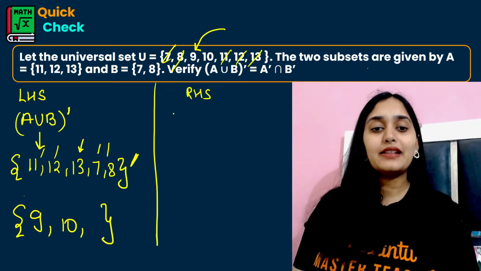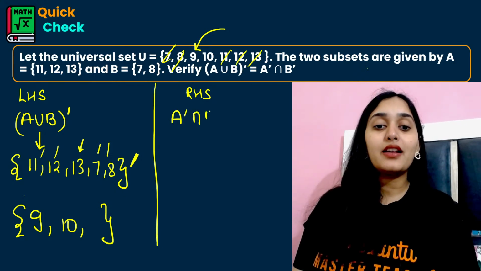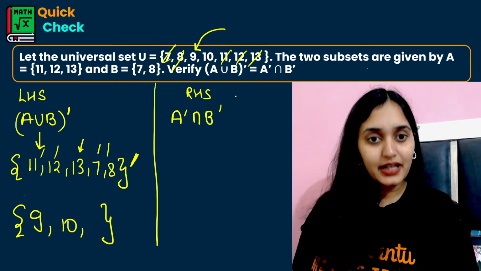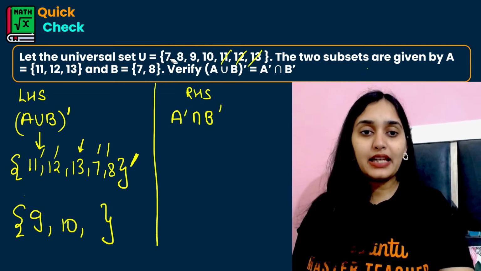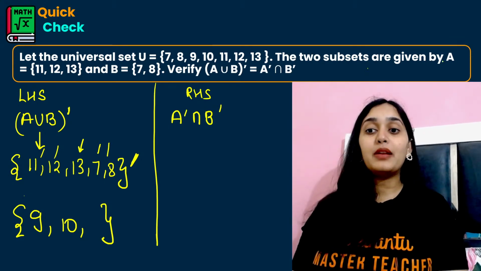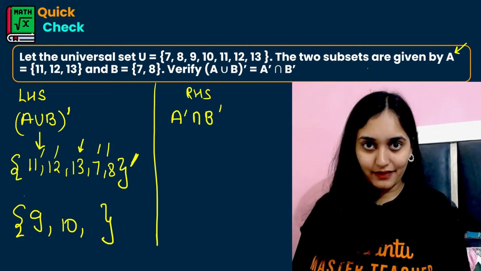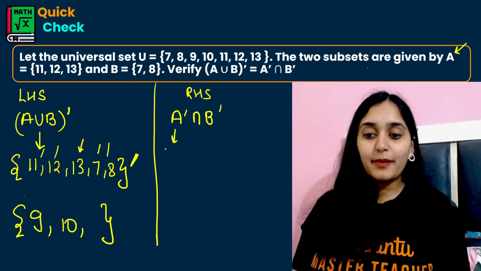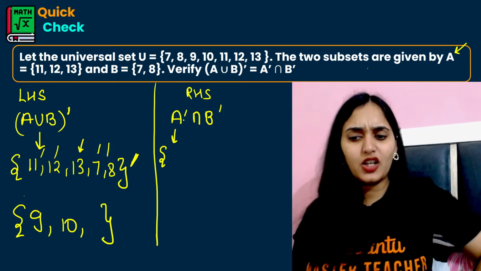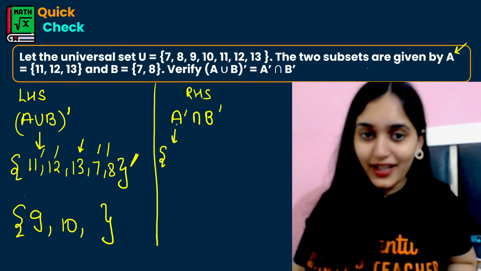Now on the right hand side I have A complement intersection B complement. Now what is A complement? Can you guys tell me? What is A complement? Something which is not there in set A. A complement is something which is not there in set A.